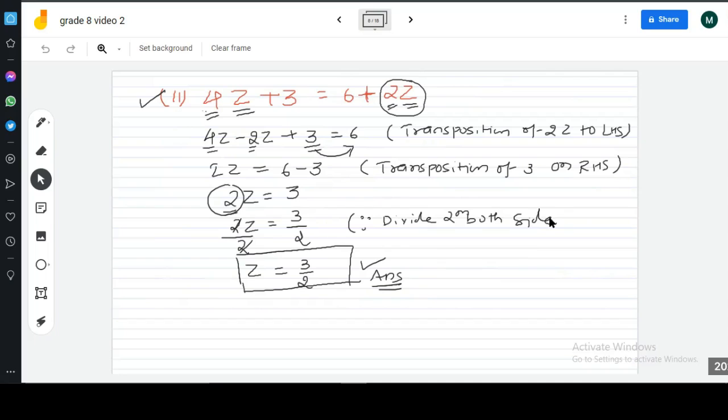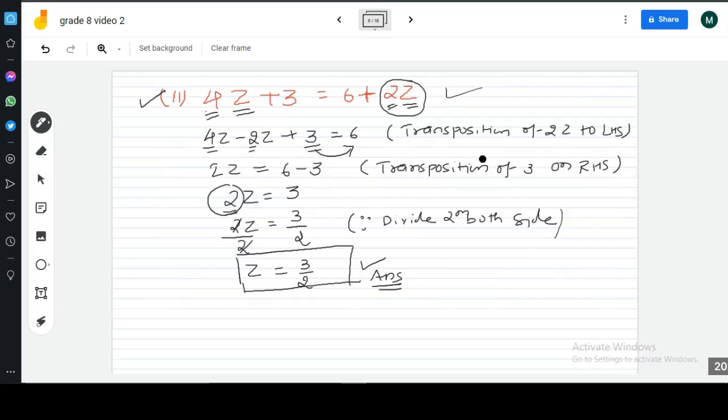So dividing on both sides, what does it give us? It gives us 2z upon 2. So this 2 will get cancelled, and the right side 3 is also divided by 2. So it will give us the value of z equal to 3 by 2. Or we can say z equal to 3 by 2 is the solution of the given linear equation in which the variable is on both sides.